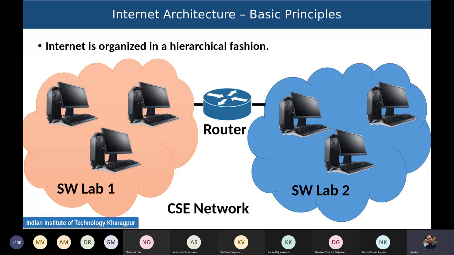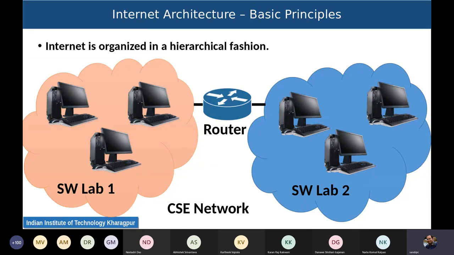Now say the network within our computer science and engineering department. Those who are from computer science and engineering possibly know our lab structure. For others, we have two different software labs. One is in our annex building, which we call the new software lab or software lab 2. And another one is in our old building, which we call software lab 1 or the old software lab. Okay, just a minute. Let me just take some water. Now we have multiple computers within each of the software labs.